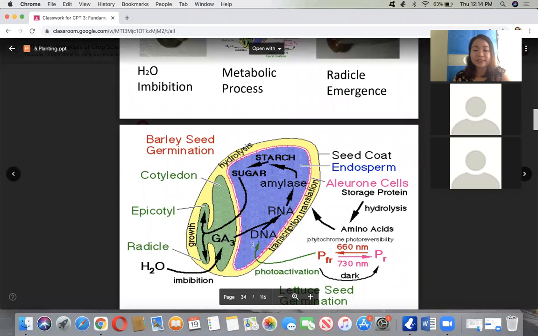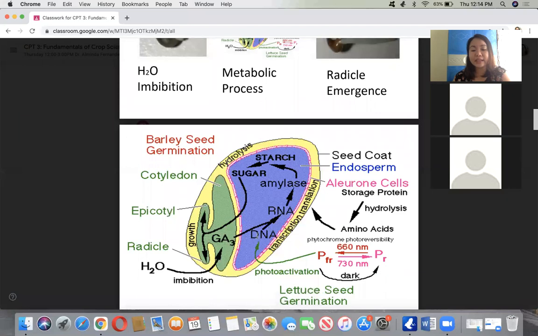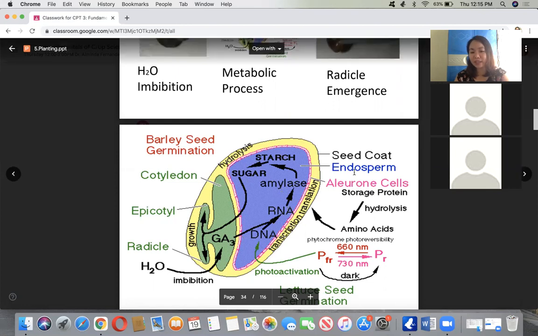Once GA activates the DNA, it is transcribed into RNA and translated into amylases. These are the enzymes capable of degrading starches into sugar, which is then eventually used by the epicotyl and the radicle in the embryo part. That's why the shoots emerge as well as the roots. So this is for barley seed germination.